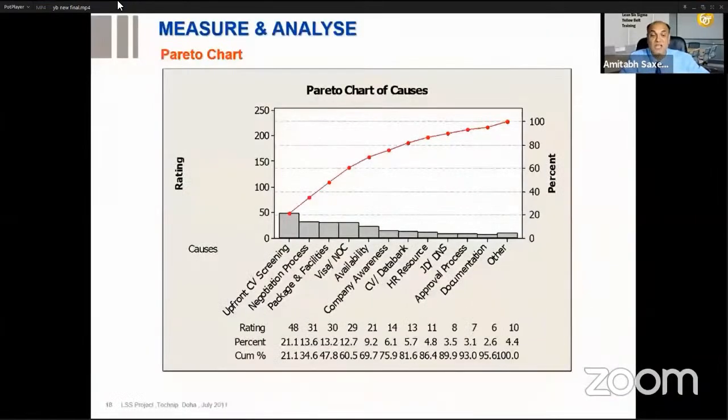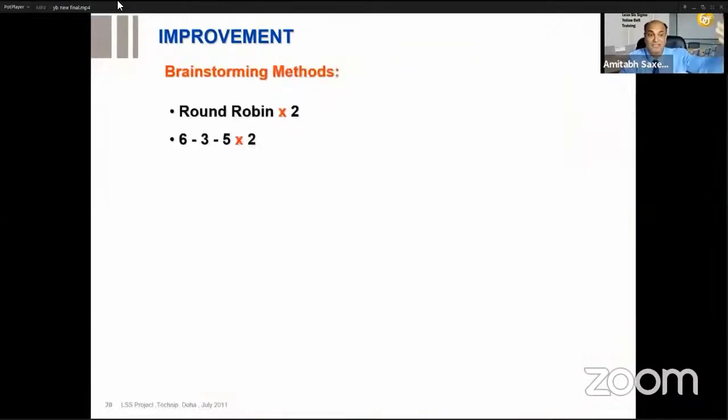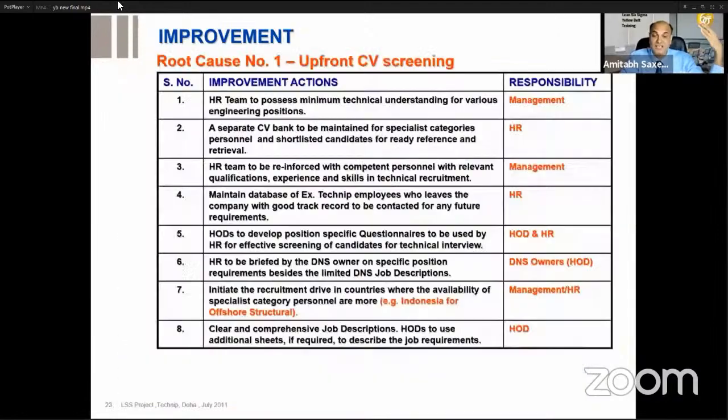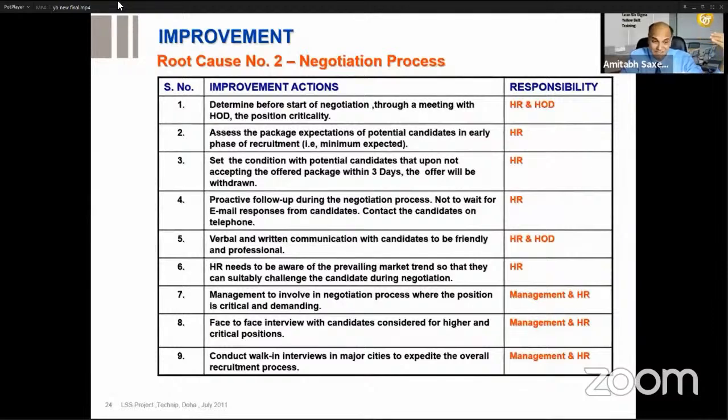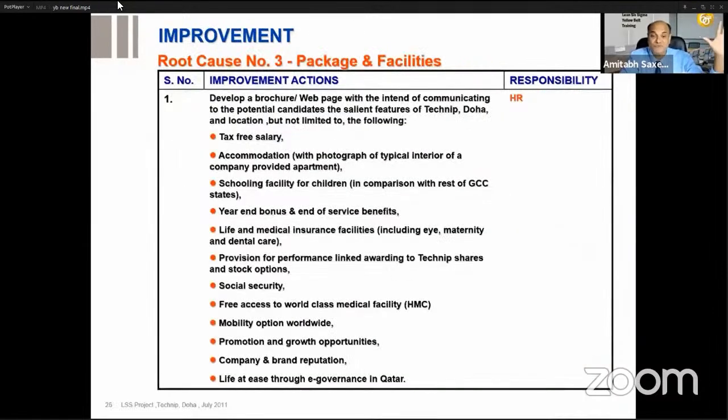We found our root causes. We did a nice brainstorming session. Different techniques we applied, got lots of solutions. Then we prioritized those solutions in the improve phase and made a nice implementation plan. We are in the improve phase right now.